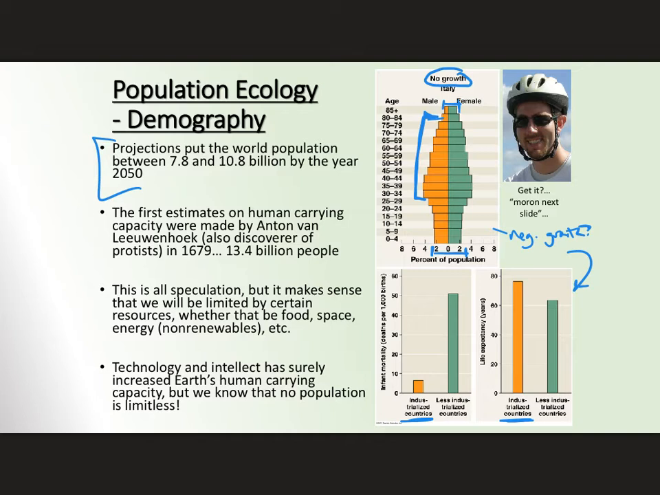Believe it or not, Van Leeuwenhoek, who we mentioned in freshman biology, he discovered protists, or tiny microorganisms. In 1679, he wrote that human carrying capacity would probably be somewhere around 13.4 billion. Now, where he came up with that number, I don't know, and I don't know how accurate it would be either, but assuming he's kind of right, we still have a long way to go to reach that point.